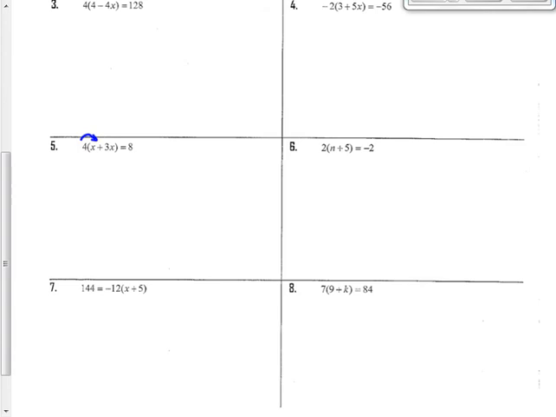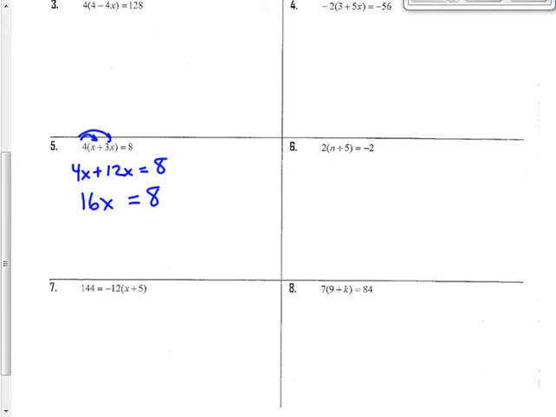When I get to number 5, still looks like a distributive property problem, so do the distributive property. 4 times x is 4x. 4 times 3x is 12x. Now I've got a situation where I've got like terms on the same side of the equal sign, so I want to just combine those. I don't want to do any moving. I'm on the same side of the equal sign, so 4x plus 12x is 16x is equal to 8.